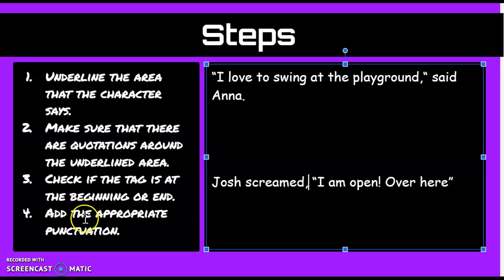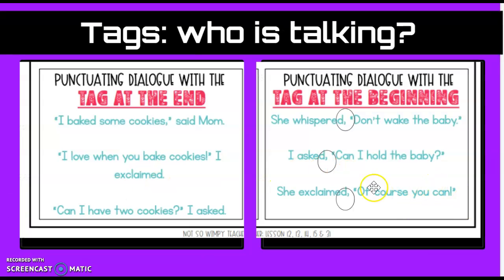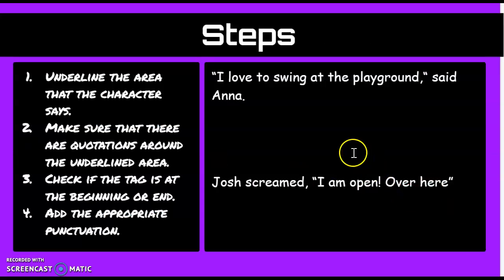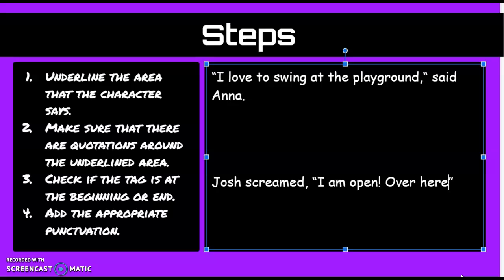Now add the appropriate punctuation. So inside the quotation, it's just like a normal sentence if the tag is at the beginning. So let me read the sentence and see what I have to put at the end. I am open over here. So that's probably going to be an exclamation point.